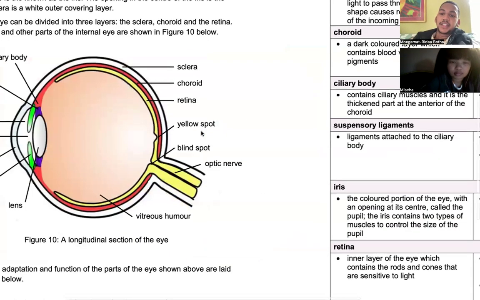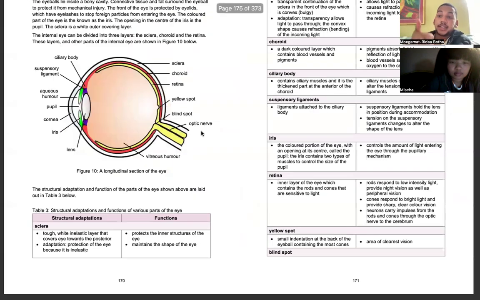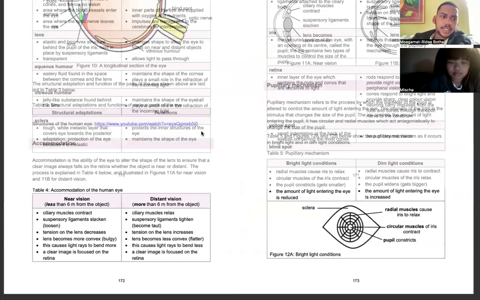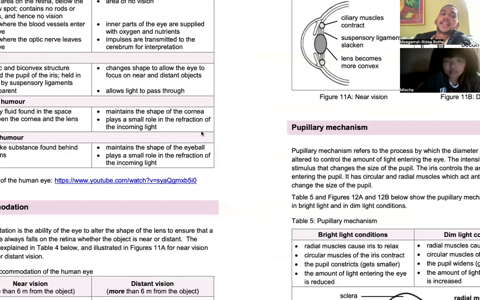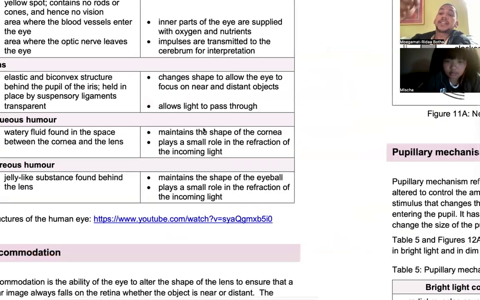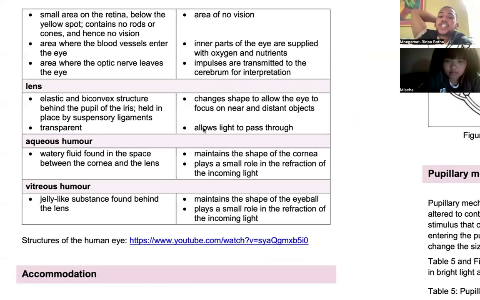Right. So what's the function of the lens? We spoke about the function of the lens already. Exactly, so I said it is held by the suspensory ligament. It is transparent. The function of the lens is that it changes shape to allow the eye to focus on near and distant objects. That is called accommodation. The lens accommodates for the vision of near and distant objects. It also allows light to pass through as well.